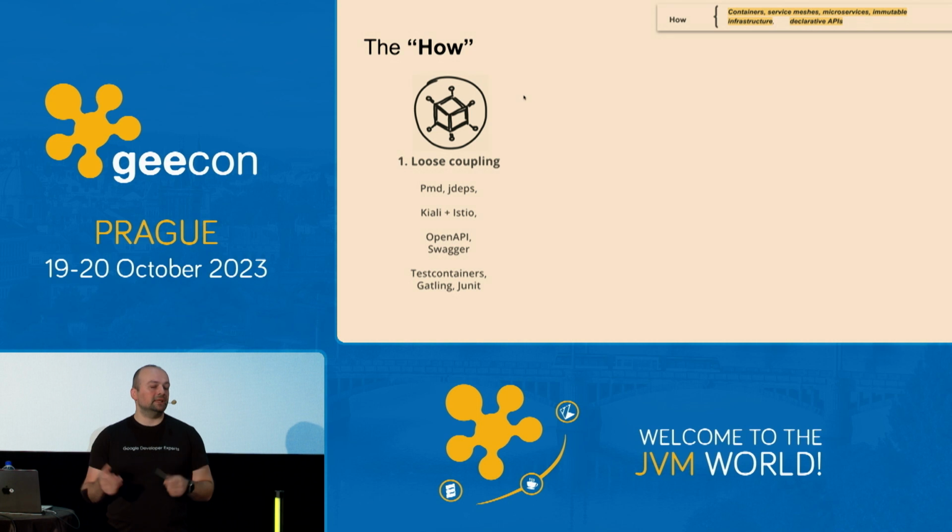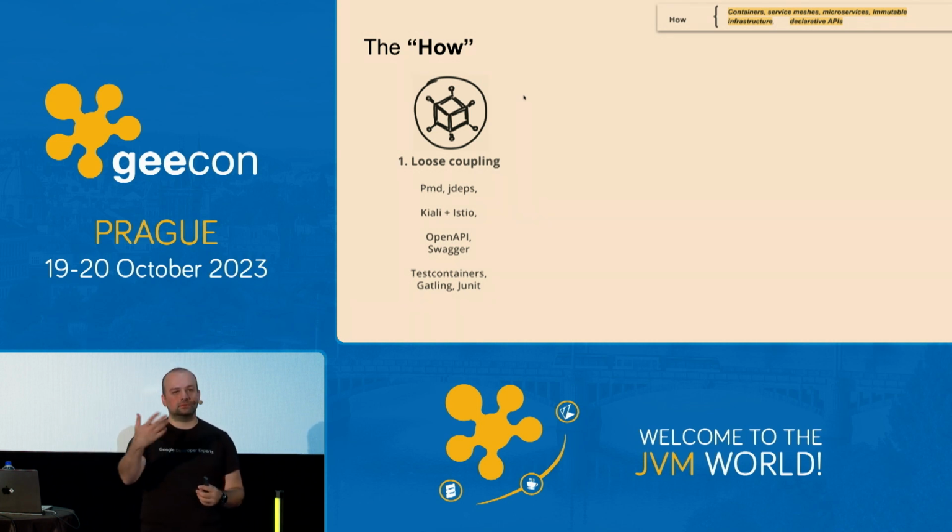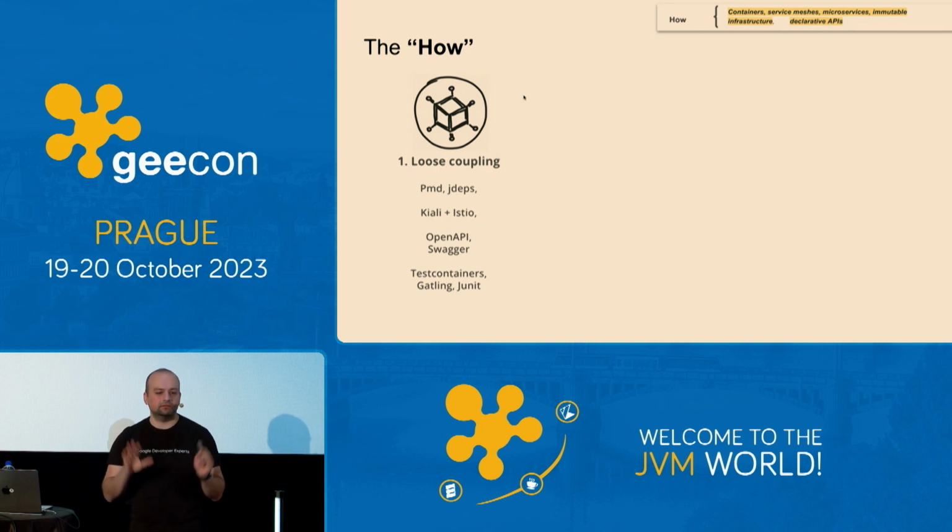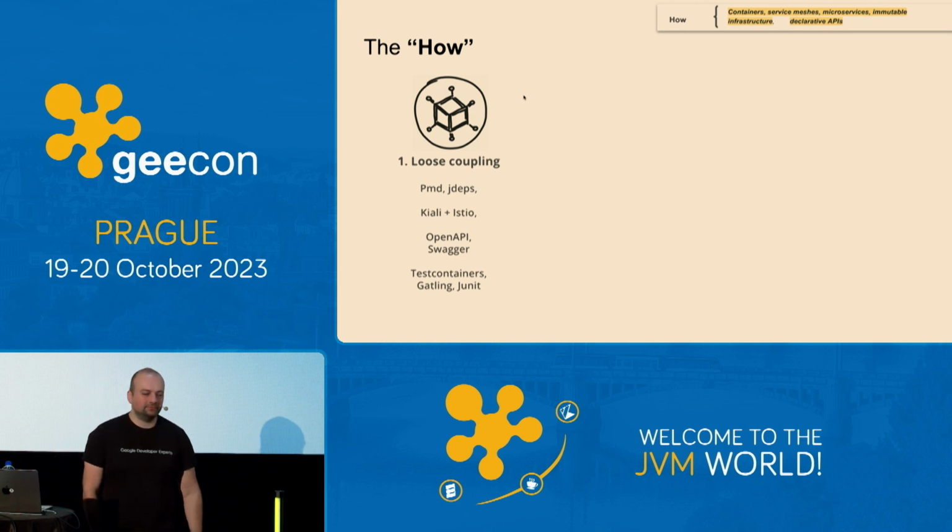Testcontainers is a really nice thing because you can just create disposable containers. You create a container, you talk to it, you do stuff to it, and then when you're done, you just throw it away, and then you create a new one whenever you need. Anything else that you want to add to that part?